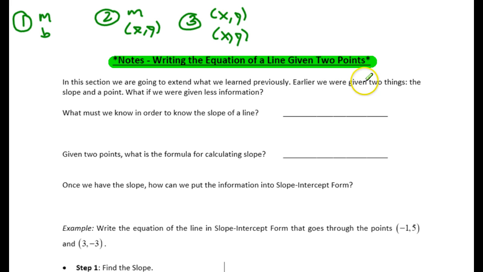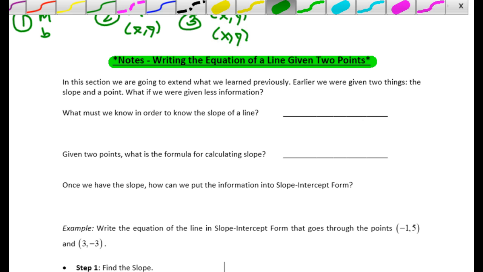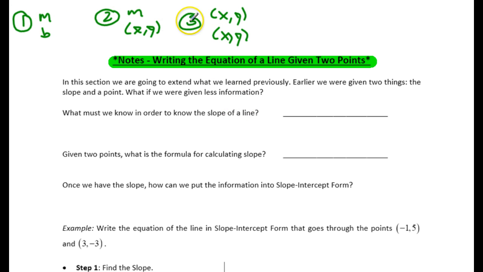Earlier we were given two things. We already said that, right? The slope and a point. What if we were given even less information? This is where we're at. We have even less. No slope, no intercept, just 2 points. So what must we know in order to get the slope of the line? Because we always need the slope in slope-intercept form. Here we had it, here we had it, here we don't.